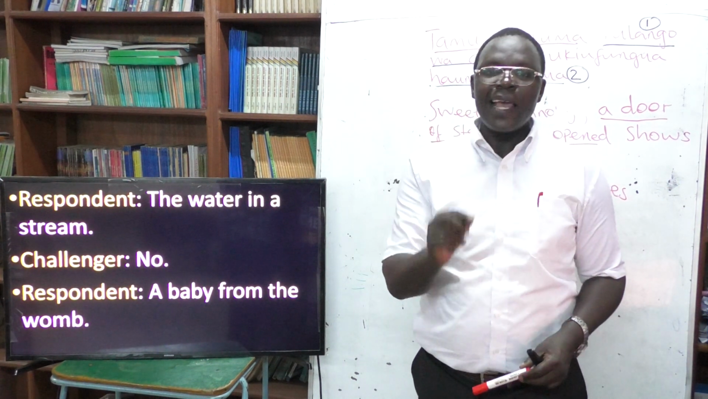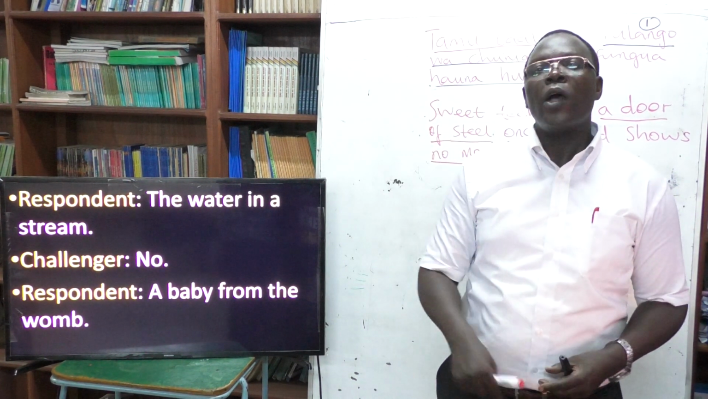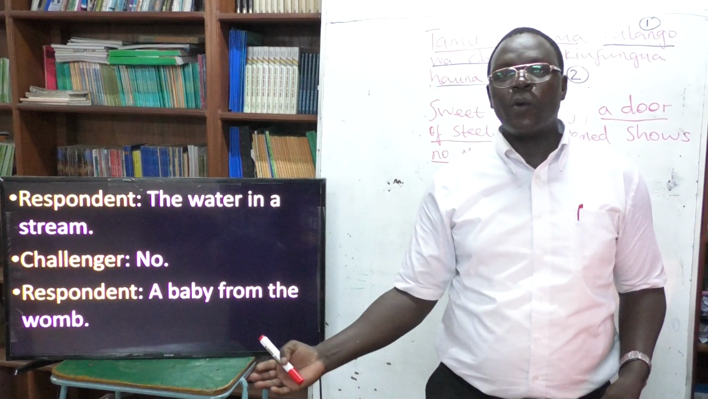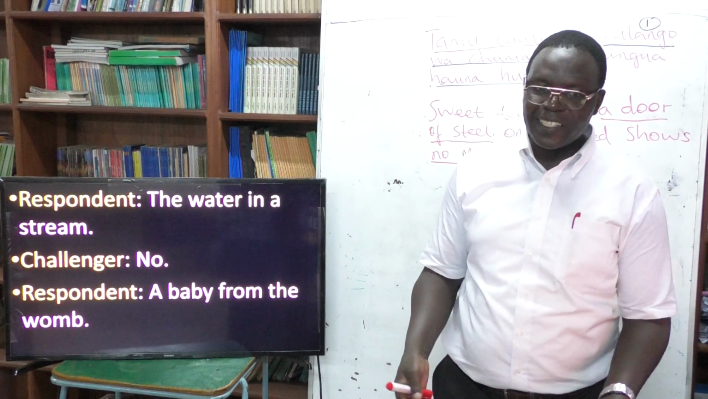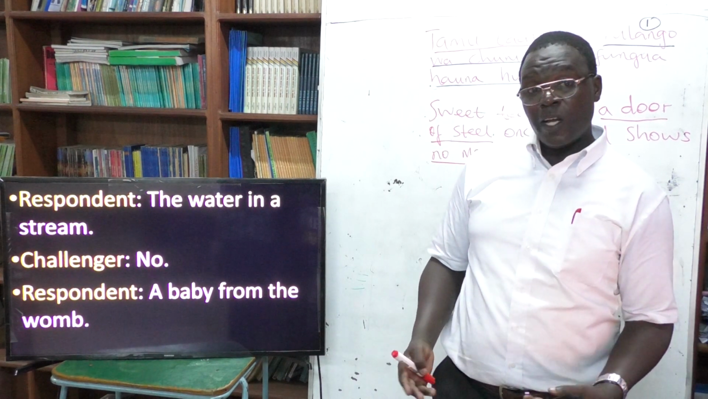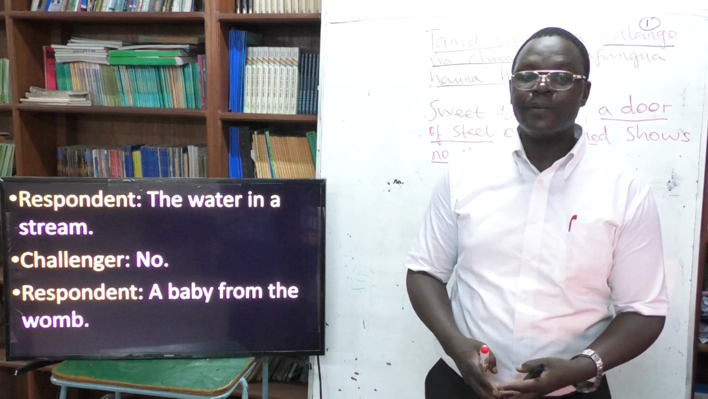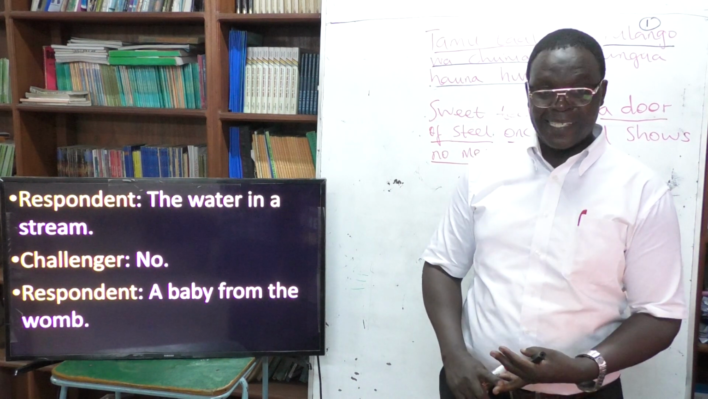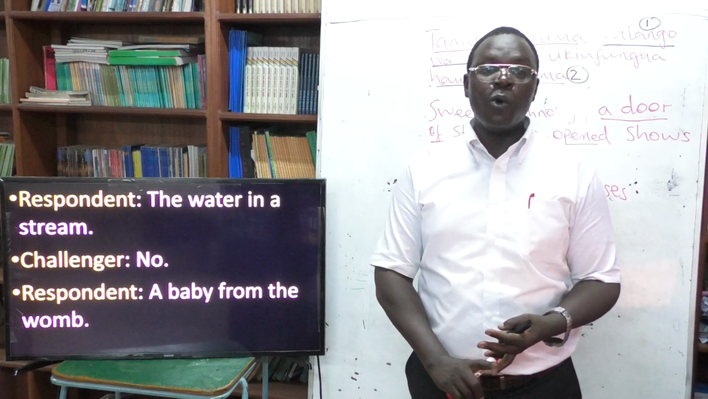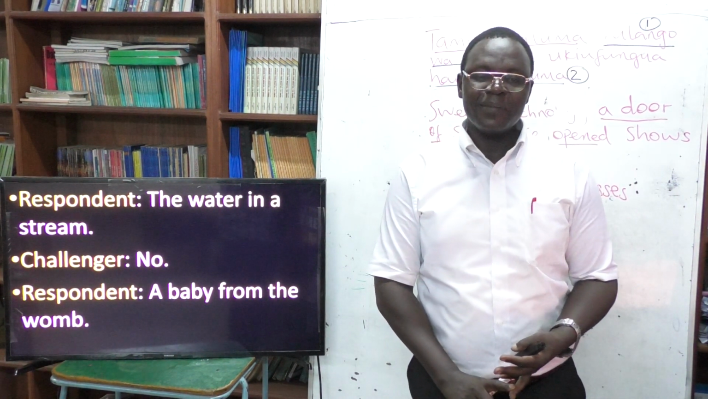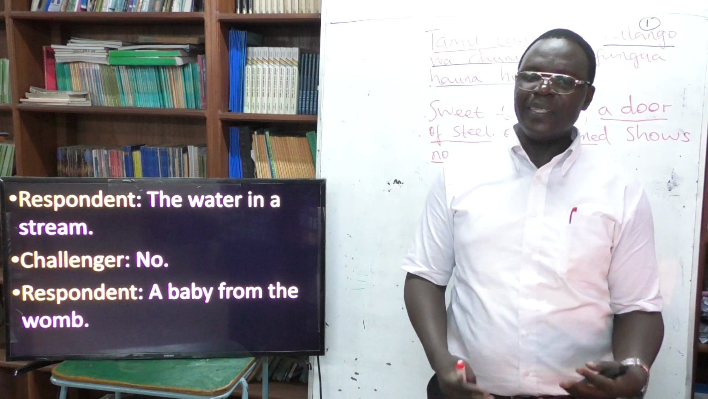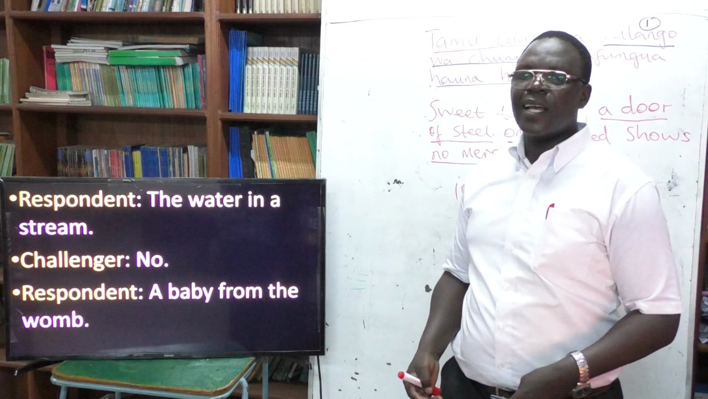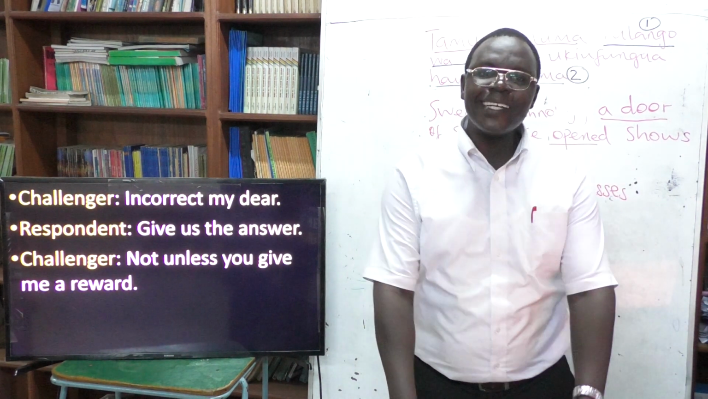The water in a stream. That is a guess. It is an intelligent guess. Why? Water doesn't return to where it comes from. But that is not the answer that the riddler or the challenger has in mind. Therefore, he or she says no. Another guess, a baby from the womb. How can the baby be the answer? The challenger says, incorrect, my dear.